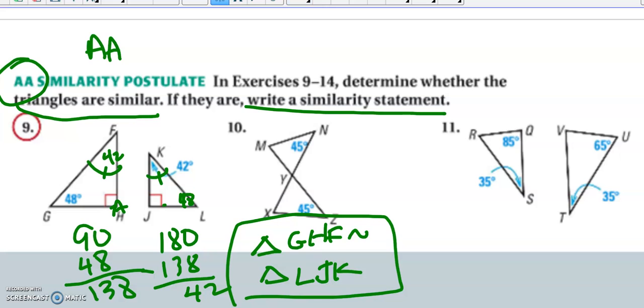For the second one, just like we did in proving triangles congruent, as soon as you see vertical angles, you're allowed to mark them. And they each have a 45, so there you have it. We have angle. So it looks like N goes to Z. It looks like Y goes to Y. And finally, M must go to X.